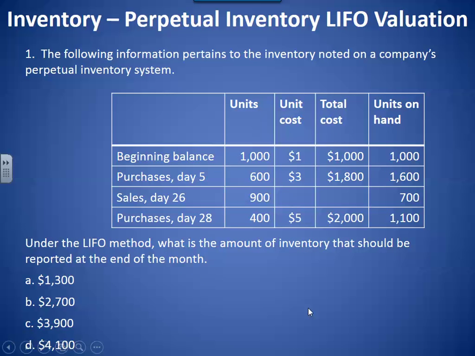Now let's take a look at a multiple choice question, and again this could be a simulation if they so set it up that way. But here we have the following information pertains to the inventory noted on a company's perpetual inventory system, and you have these various transactions and the costs and so forth. Under the LIFO method, what is the amount of inventory that should be reported at the end of the month? So we're looking for the inventory balance. So go ahead, review the question, stop the video.